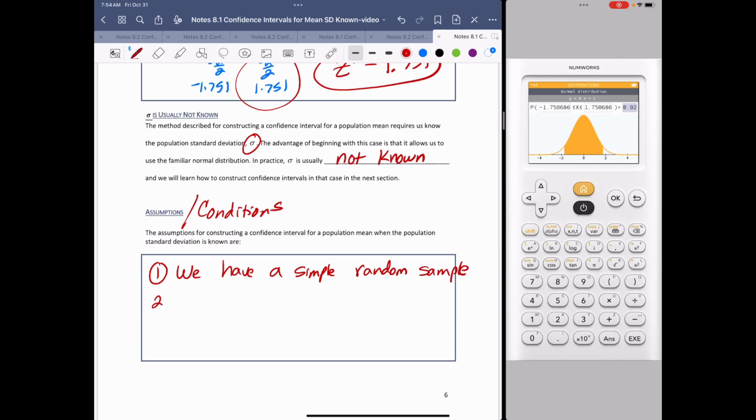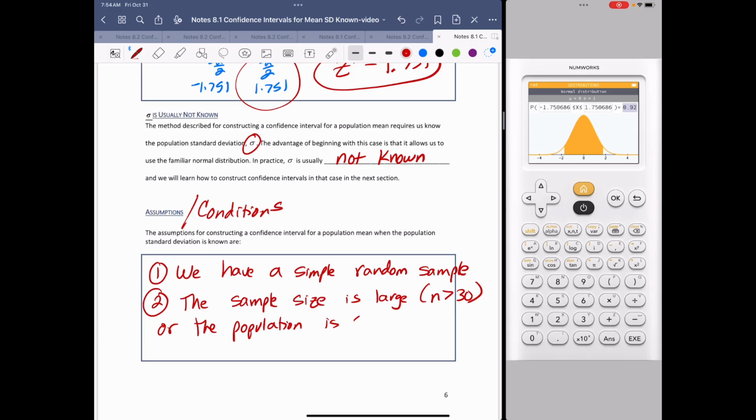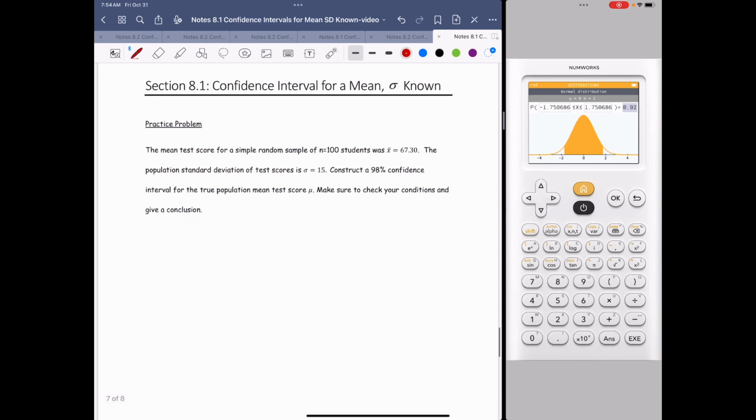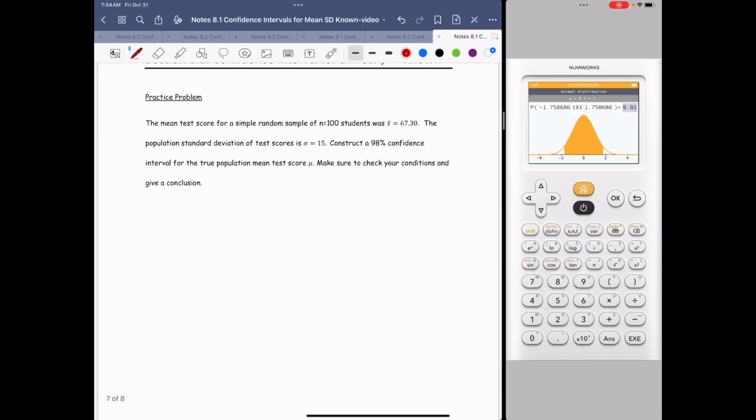All right. And second of all, either the sample size is large, greater than 30, so CLT holds, or the population is approximately normal. And what I'm going to show you next is a full confidence interval for this problem. This is the same problem that we've been looking at, with a different confidence level. And I'm going to show you how to do a full construction of a confidence interval on this.